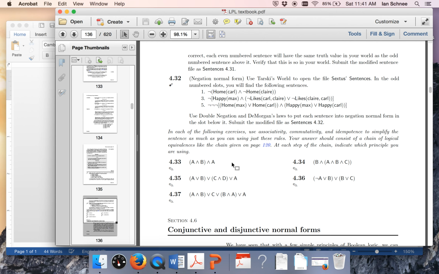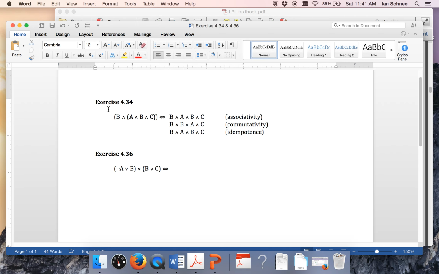Okay. So in order to do this written exercise, of course, you're going to have to open a Word file. I started these for you here. So here's 3.34. Our original sentence was this. And what I did was I made a little chain of equivalences. I guess I could make this nice and neat and repeat the equivalence symbol like the book does for you, but that's not really necessary.